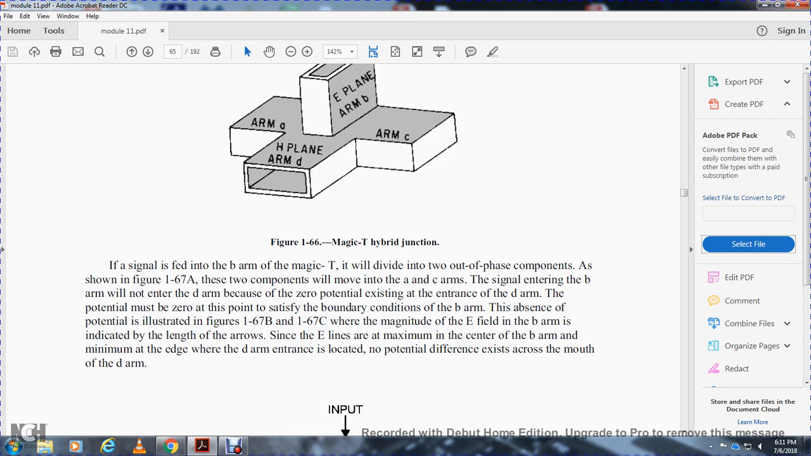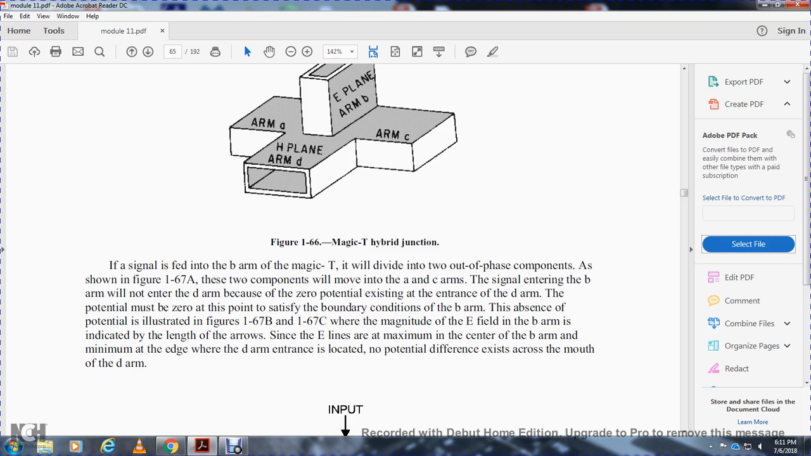If the signal at the B arm of the Magic T is divided into two out-of-phase components, shown in Figure 167A, the two components will move into the A and C arms. But the signal entering the B arm will not enter the D arm because of the zero potential existing at the D arm. The potential of zero at this point satisfies the boundary condition for the B arm. The absence of potential is illustrated in Figure 167B.